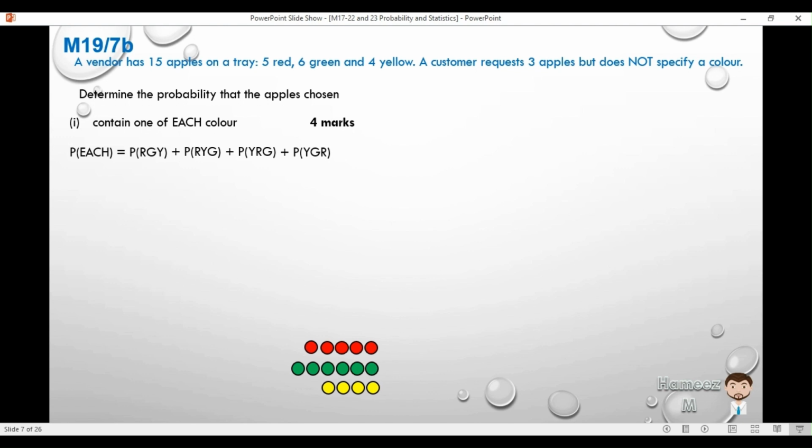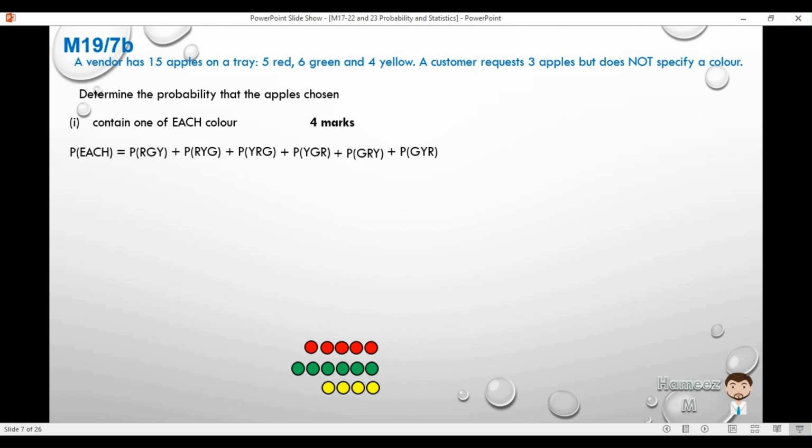So we picked red first and gave the two versions. We picked yellow, and now we're going to pick green first, and then a red and a yellow. Or we can pick green and then the opposite. So now that we know that, we can work out the actual probabilities.